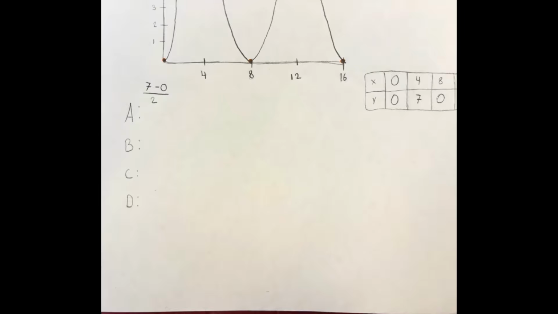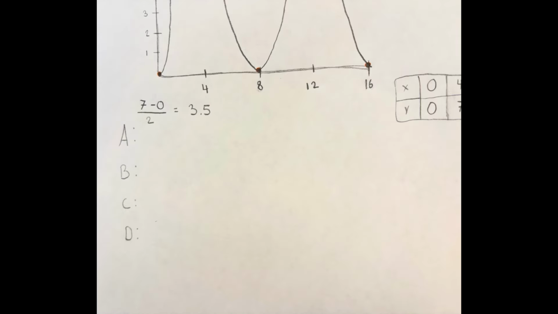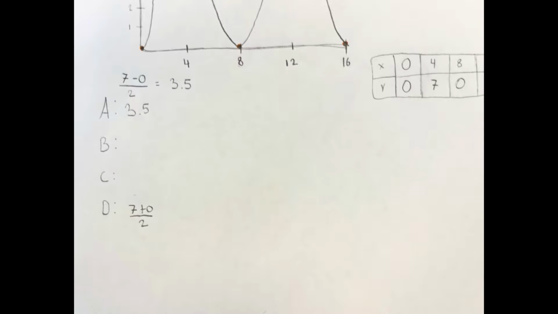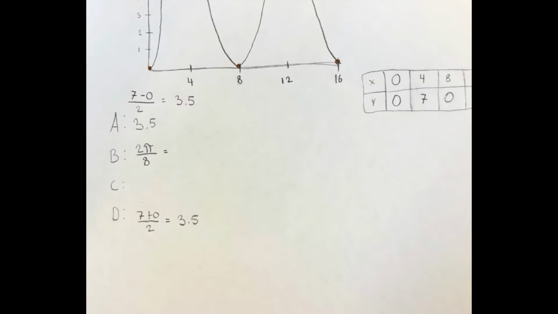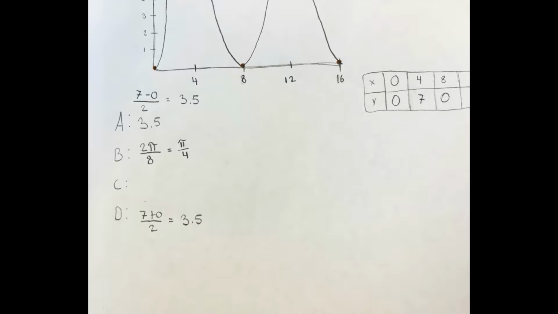Now for the equation. To find the amplitude, we take the maximum minus the minimum divided by 2. This gives us an amplitude of 3.5. Similarly, for vertical shift, we take the maximum plus the minimum divided by 2, which also gives us 3.5. Now for the period. Aria knows that the warm-up is over after 8 seconds, so she plugs that into the equation b equals 2 pi over p, which would then give her a b value of pi over 4.